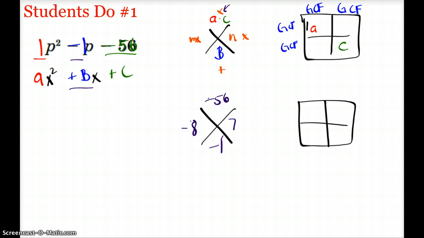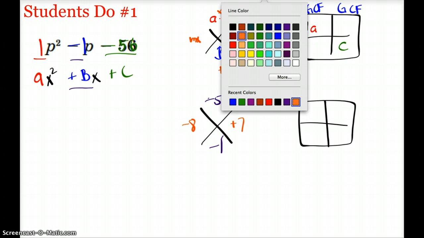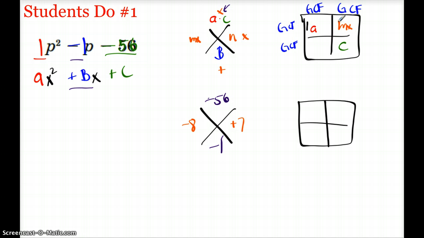Okay. Now let me clear up these colors. These two should actually be in orange, so they match. So we'll call this negative 8 and positive 7. Now I'll put everything into the box correctly. Here I have my A and my C. I should have labeled this with my M and my N, so mx and nx. M and N, it doesn't matter which one is which, so whichever one you want can go wherever. So this is negative 8, and this is positive 7.